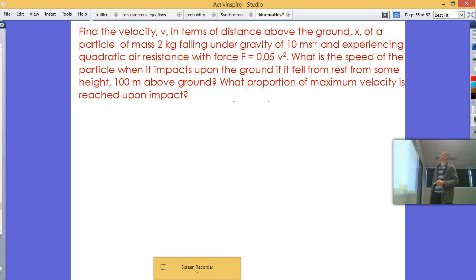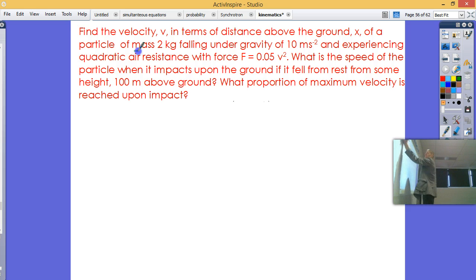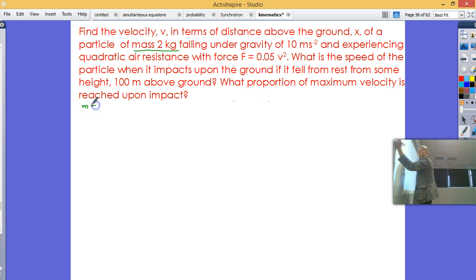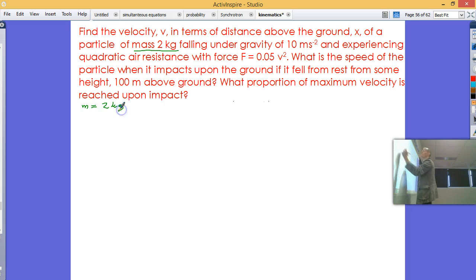Okay. Find the velocity v in terms of distance above the ground x of a particle of 2 kilograms in mass. So we'll start to note things down. 2 kilograms. Falling under gravity of 10 meters per second. Okay, g equals 10 meters per second squared.